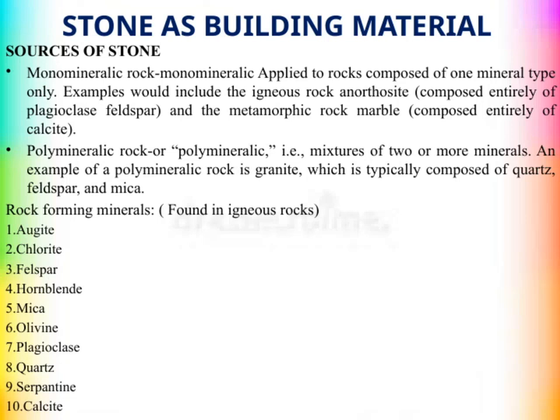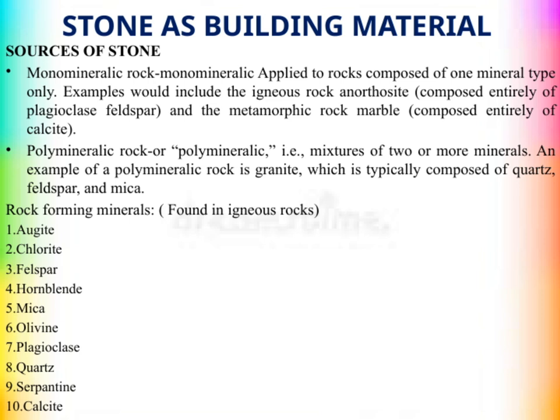Let's talk about the sources of stone, starting with monomineralic rocks. These are rocks made up of just one mineral type, which makes them quite straightforward. For example, anorthosite, an igneous rock, is composed entirely of plagioclase feldspar. Similarly, marble, a metamorphic rock, is made up entirely of calcite. These rocks are great examples of how a single mineral can define the entire composition of a rock.